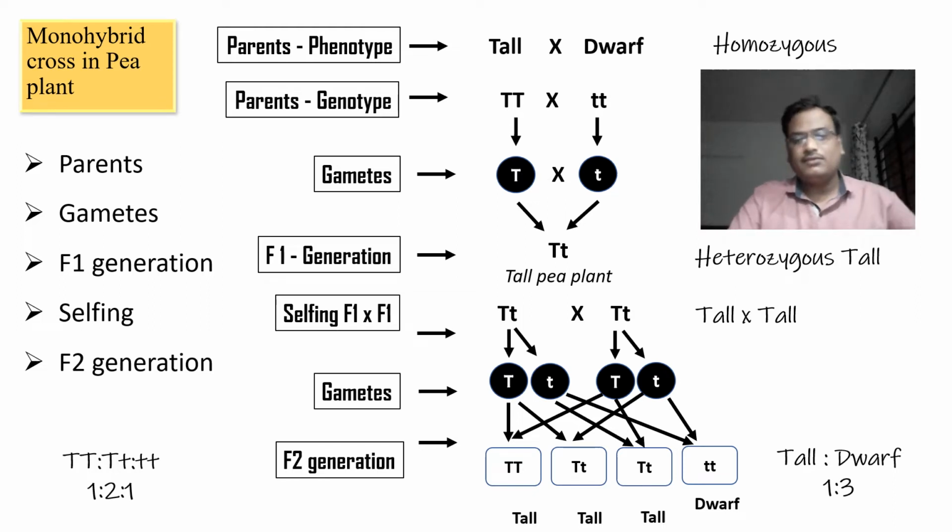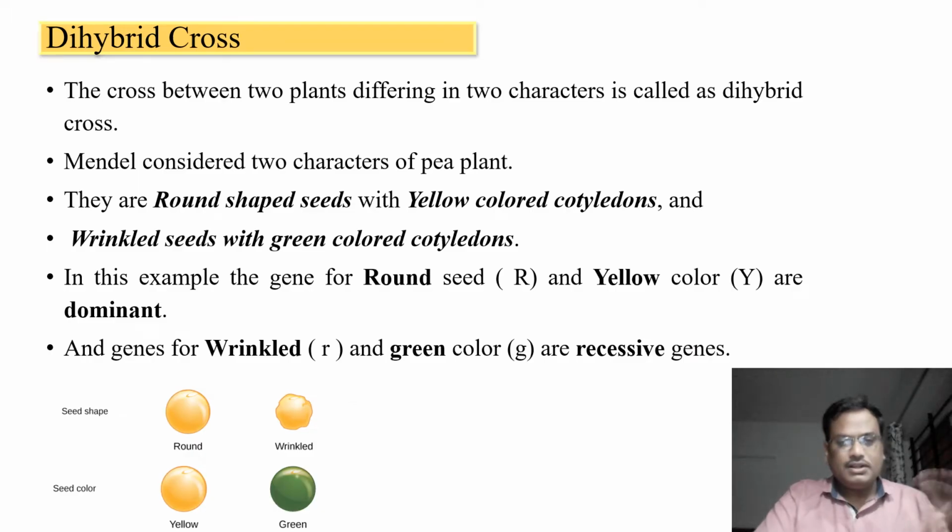In the previous class of Mendelian genetics, we studied monohybrid inheritance, monohybrid cross, and the results and the law of segregation. So now let us continue with the dihybrid cross. What is dihybrid cross? The cross between two plants differing in two characters is considered a dihybrid cross. As I already made it clear in the previous class, when you consider the inheritance of two characters together, that can be considered as dihybrid cross.